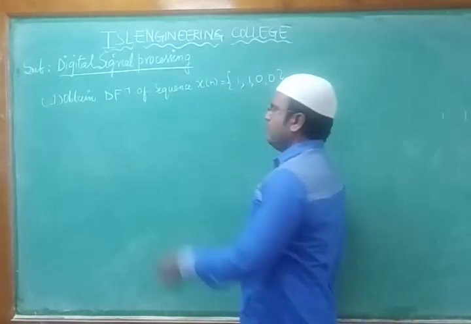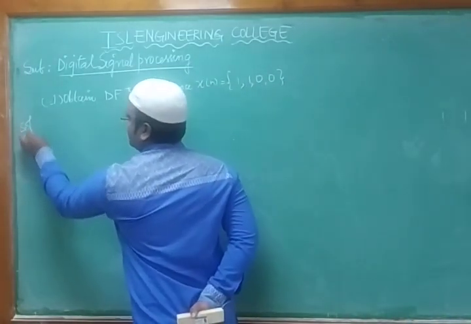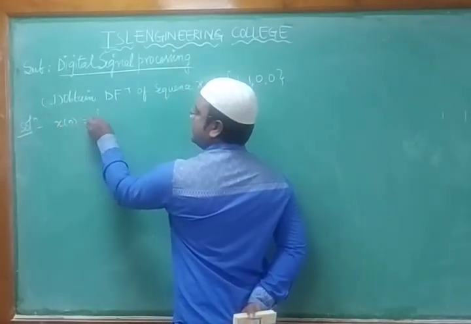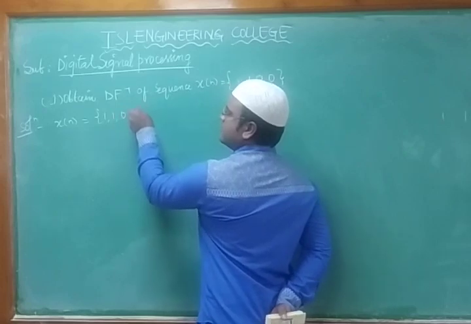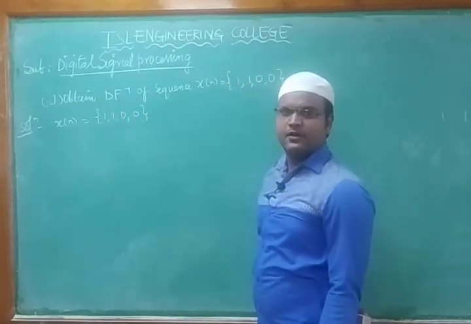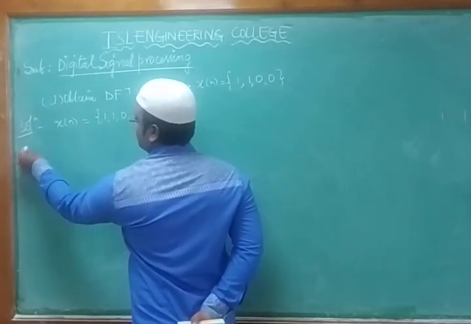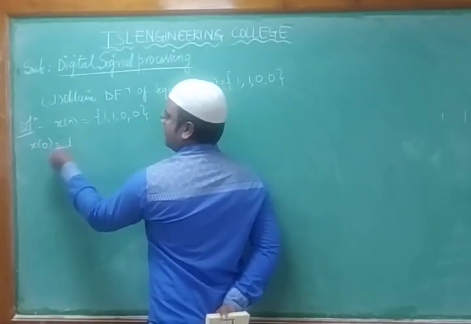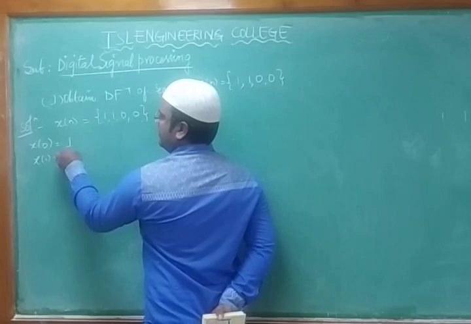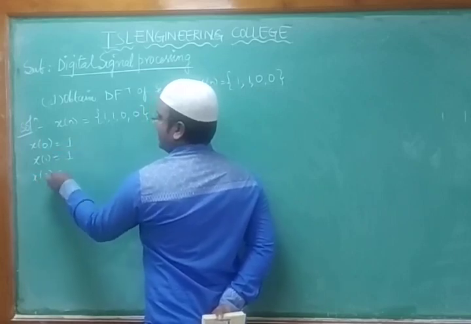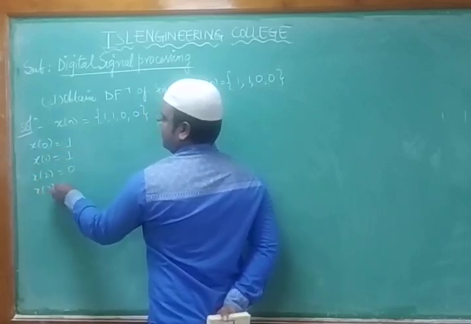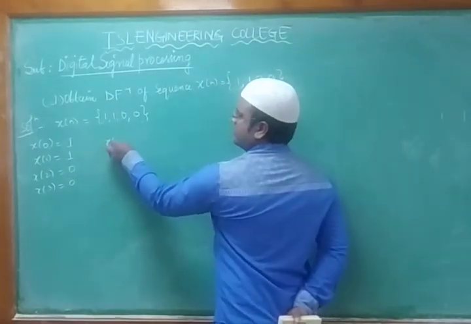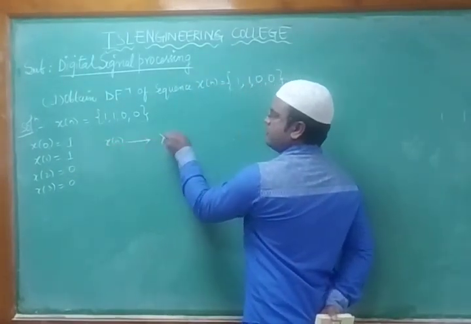So before going for the solution, what is the first step we need to do? We need to write the x of n. What is x of n given? 1, 1, 0 and 0. This is your x of n. Likewise, we'll write down the specific values. It will be x of 0. What is x of 0? It's 1. X of 1, again it will be 1. X of 2, it's again 0. X of 3 is also 0. So now by applying the discrete Fourier transform, x of n can be converted into x of k.